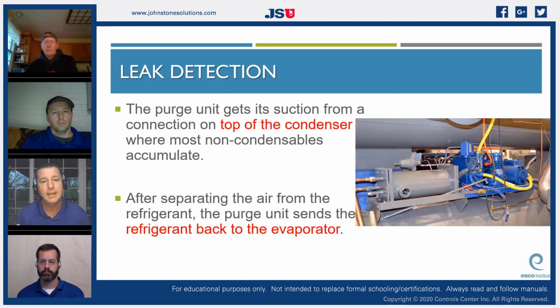That purge unit gets its suction from the connection on top of the condenser. So the inlet to that purge unit is actually on the high side of the system, where most of your non-condensables are going to accumulate. Now, our condenser is probably going to be on the roof. Most of these applications are going to be commercial and industrial buildings, so they're typically going to be outside, elevated, or up on a roof. So we're going to pull from the top of the condenser. That's now going to be the inlet to our purge unit.